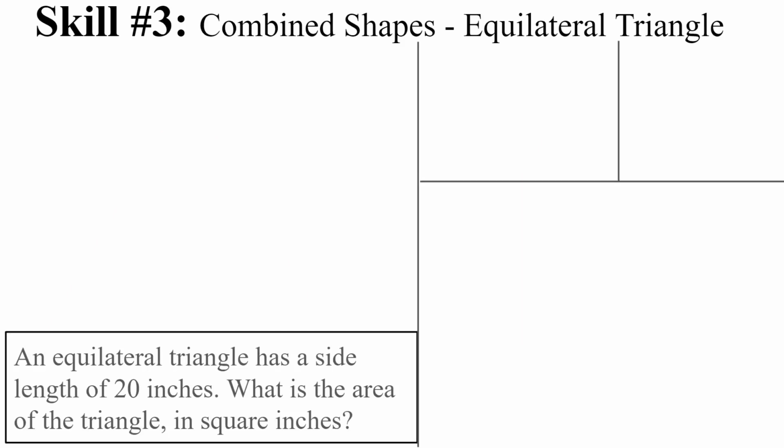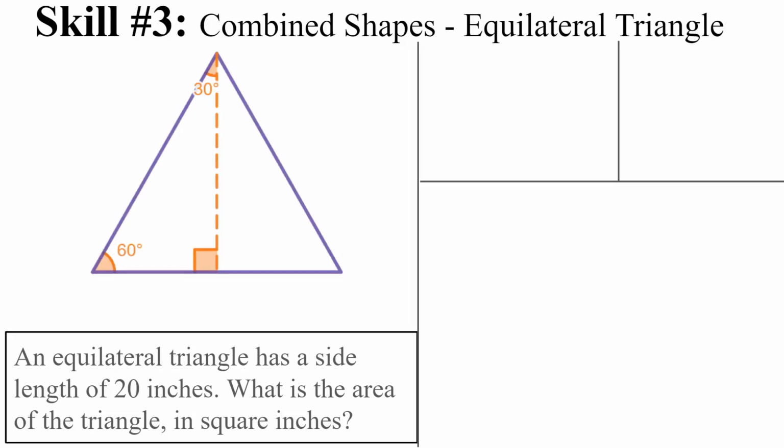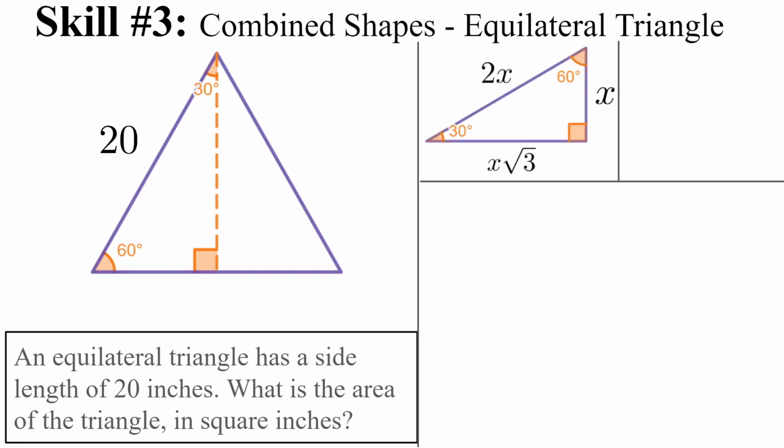So it says an equilateral triangle has a side length of 20 inches. What is the area of the triangle in square inches? So we're going to first draw it, and you could put 20s everywhere, but I'm just going to put it on the side on our left triangle that is important. And we're going to check our reference sheet, copy it down. Now we've got to be really careful with 30, 60, 90. Remember, the side across from 60 is x root 3, the side across from 30 is x, and the hypotenuse is 2x.